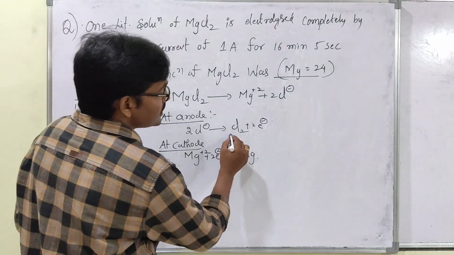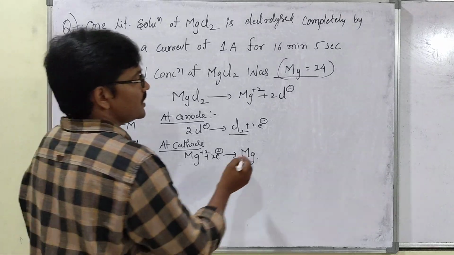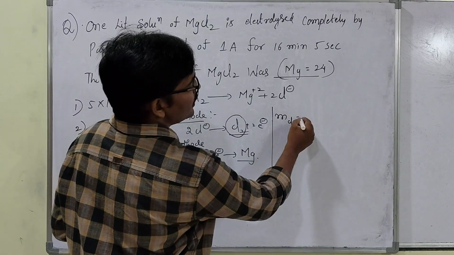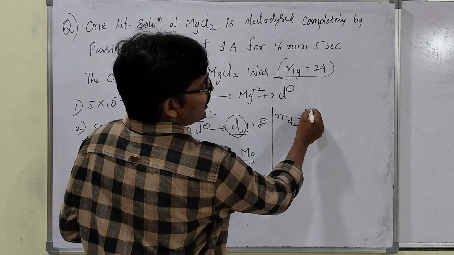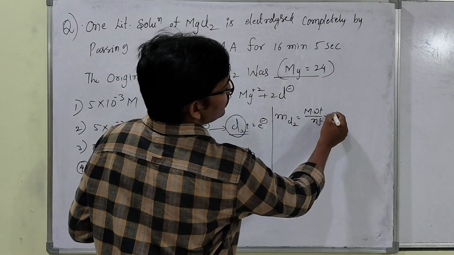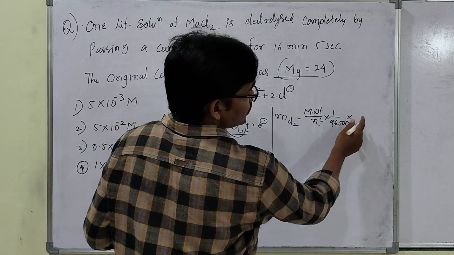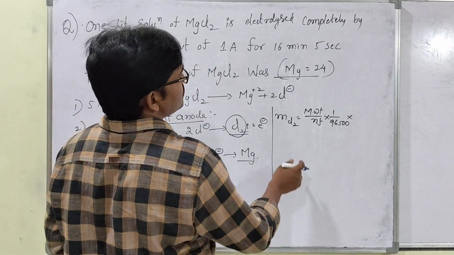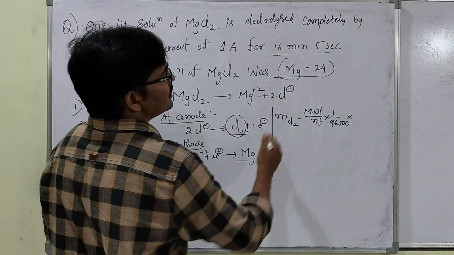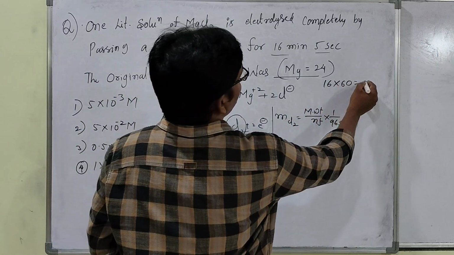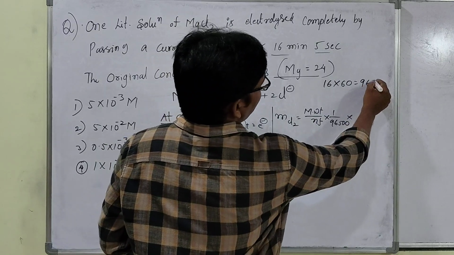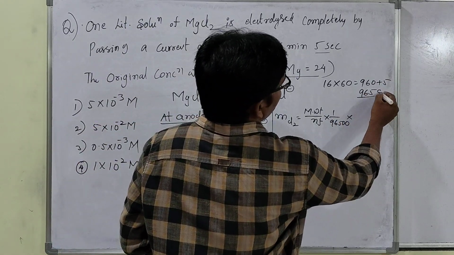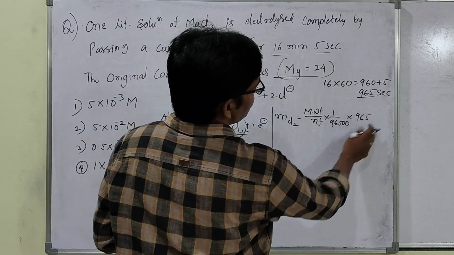So now we have to find out both amounts. First I will find out how much chlorine is deposited. So mass of chlorine equals molecular weight of chlorine divided by n factor into 1/96,500 coulombs into I into T, where I is 1 ampere. Time is 16 minutes and 5 seconds, that is 960 plus 5 seconds, so 965 seconds you can take.